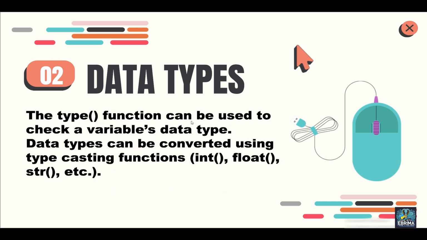Okay, so the type function can be used to check a variable's data type. We are going to look at that. Also, data types can be converted using typecasting functions such as the int function, the float function, the string function, etc. And we are going to take a closer look at them. Okay, so see you on the other side.